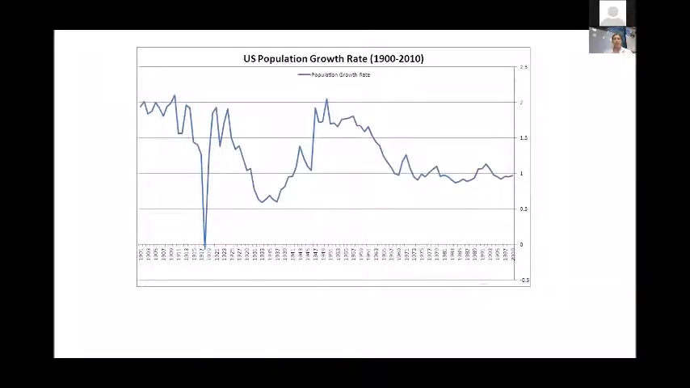So let's zone in on one and its historical change in growth rate. So this is the United States population between 1900 and 2010.